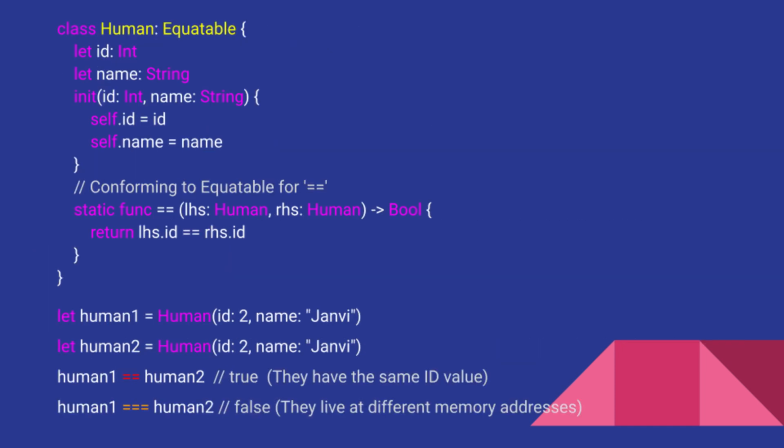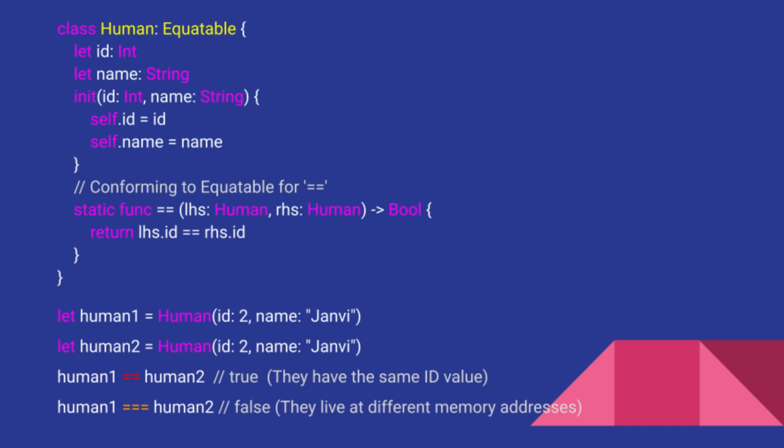Let's look at the code example on the screen to make this crystal clear. We have a simple Human class with an ID and a name. Notice that we make it conform to the Equatable protocol so we can define what the double equals operator actually checks. In this case, we're telling Swift that two Human objects are equal if they share the exact ID. Now look at how we instantiate them. We create human1 and human2. Both have an ID of 2 and the name Janvi.